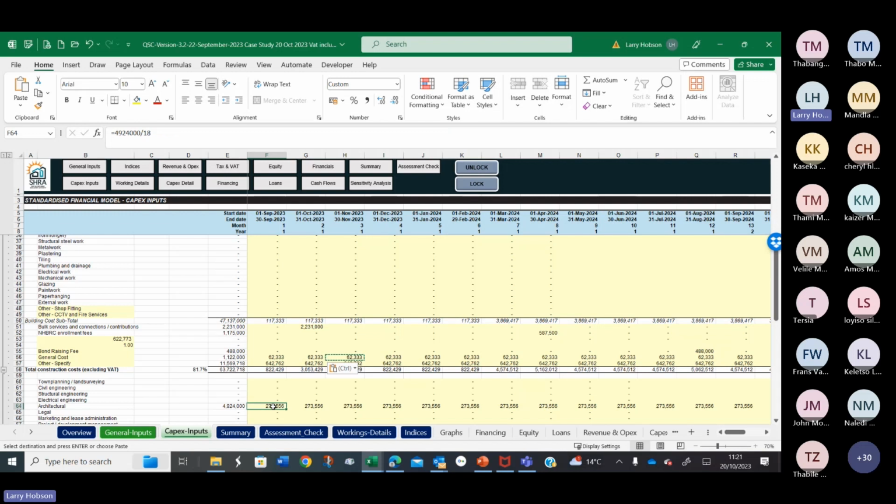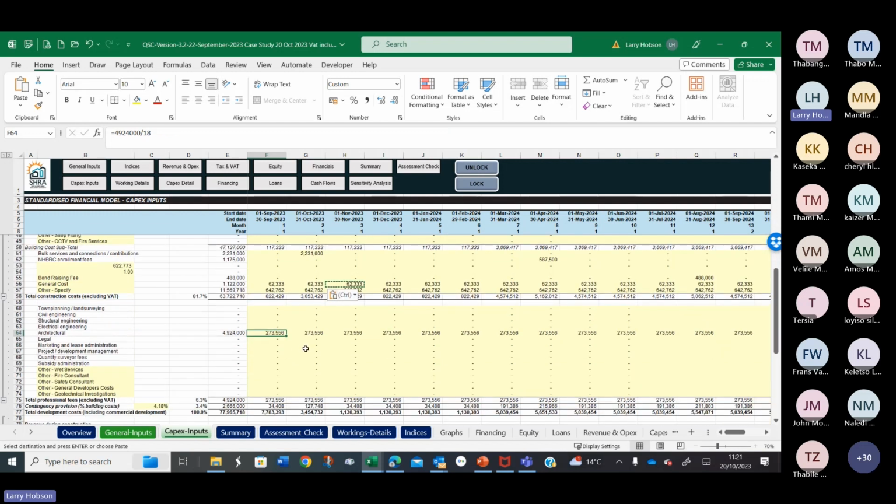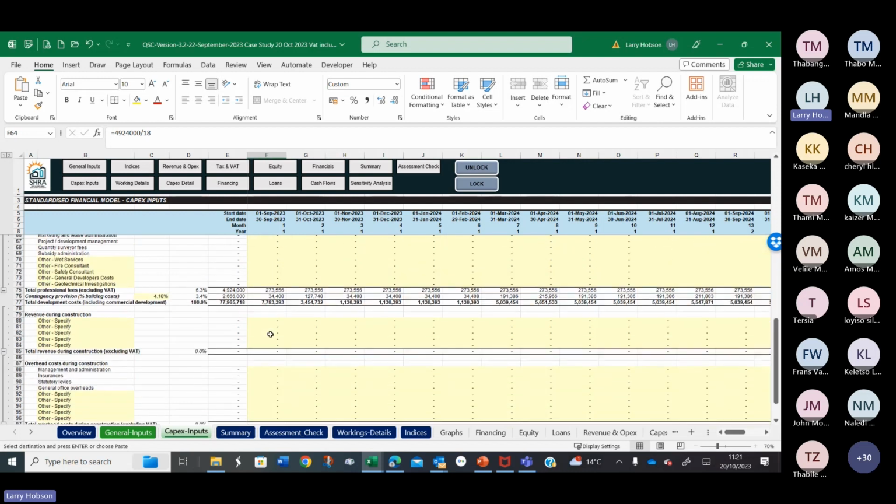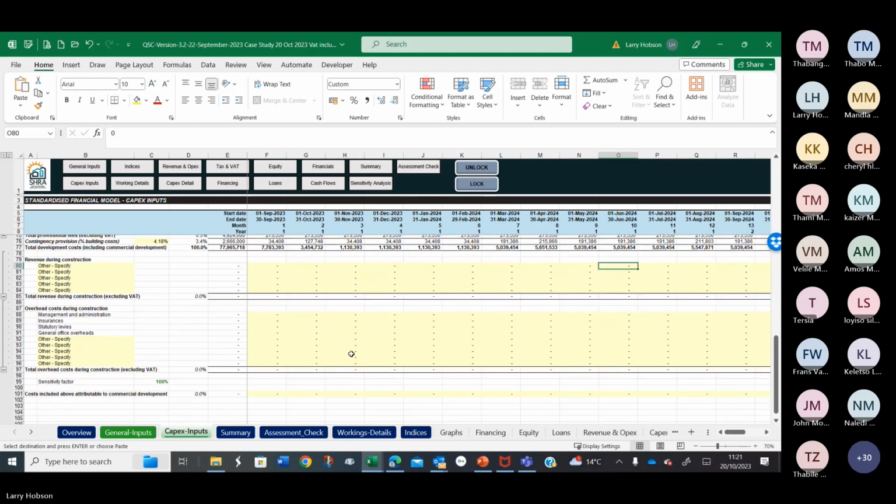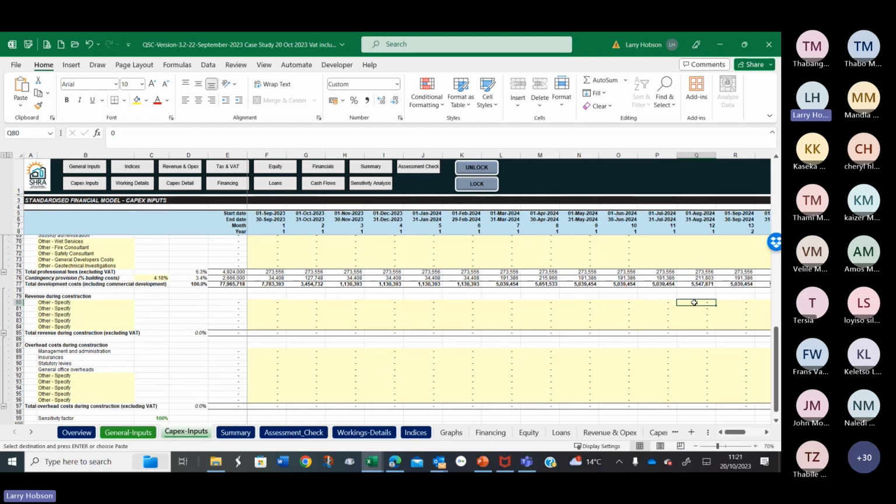Let's look at the rest of it. I've put all the professional fees just on the architectural line, and just spread them evenly over the 18 months of the construction term. We haven't assumed any revenue during construction, but let's just put in that.